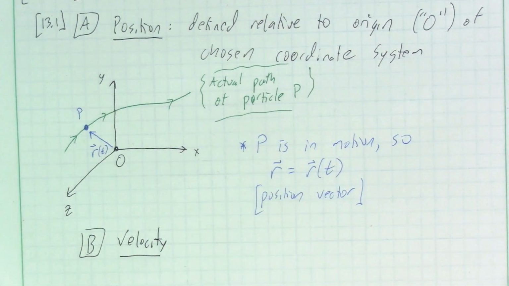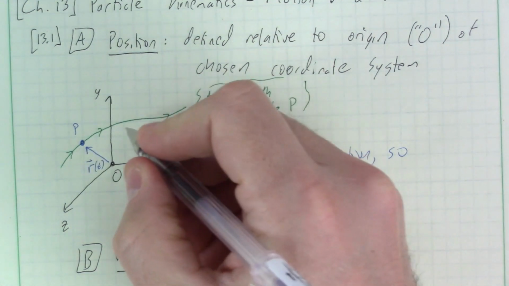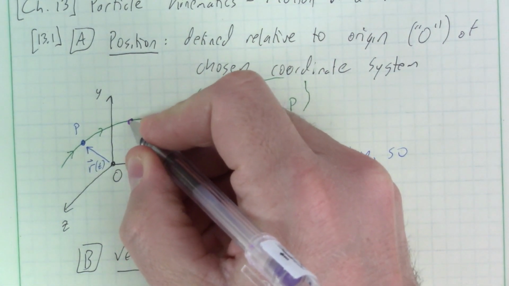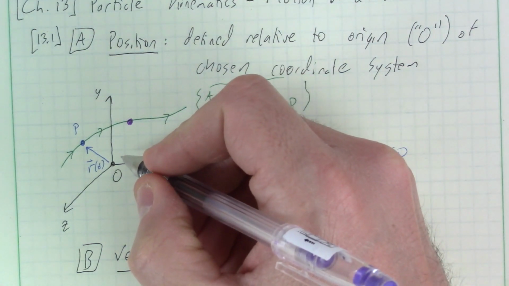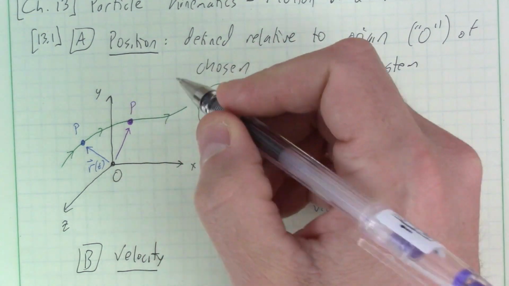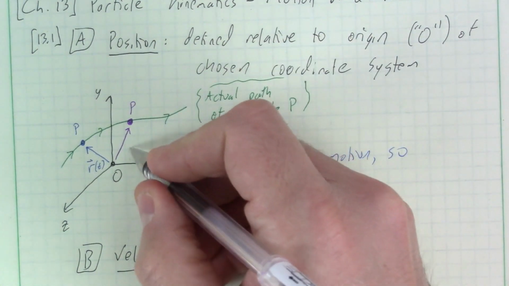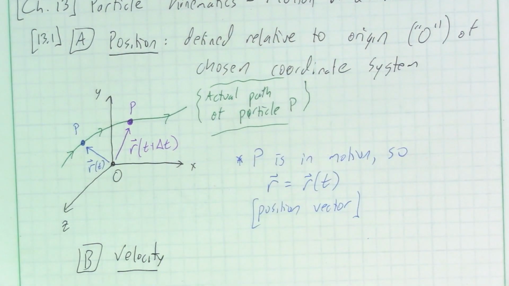Okay, let's define now velocity. Since this is in motion, we're going to need to do a few things to our diagram, and we'll keep referring back to this. After some finite or discrete time later on, we'll have a new position for point P. So this would be P later on, at a time denoted by a delta t later.